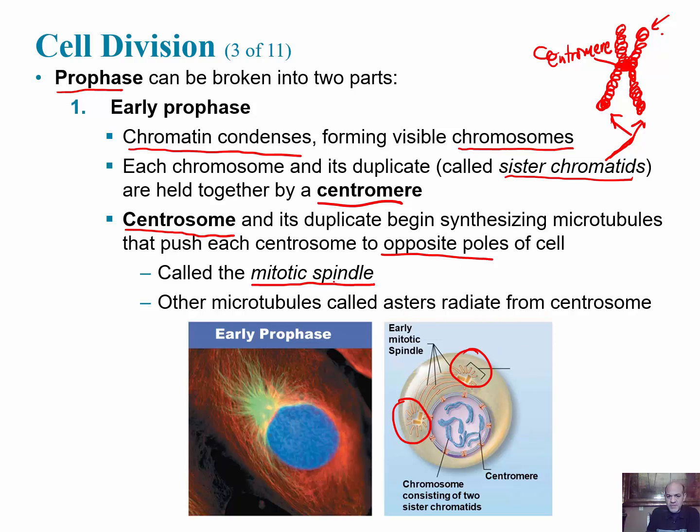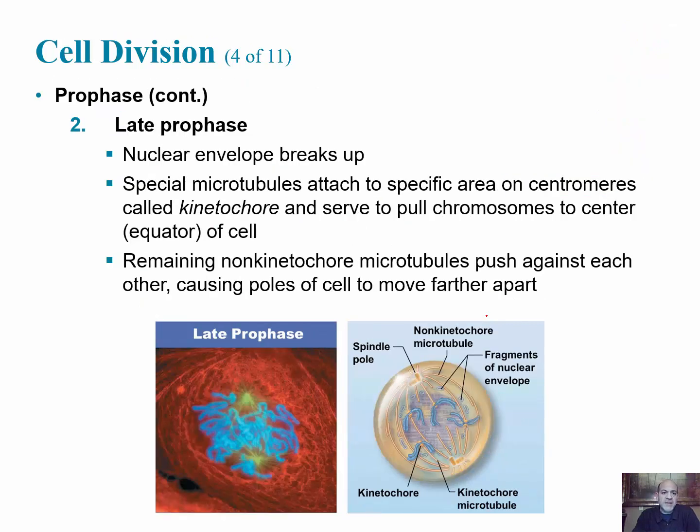Also growing from the centrosome are going to be microtubules that radiate outward, away from the center of the cell, and those are going to help support the entire structure. They're called asters. So the asters would radiate away from the center of the cell towards the poles. And then we have late prophase, and here during this stage your chromosomes are now visible.